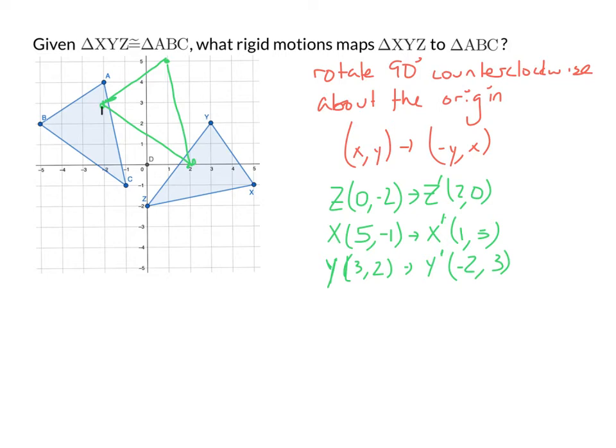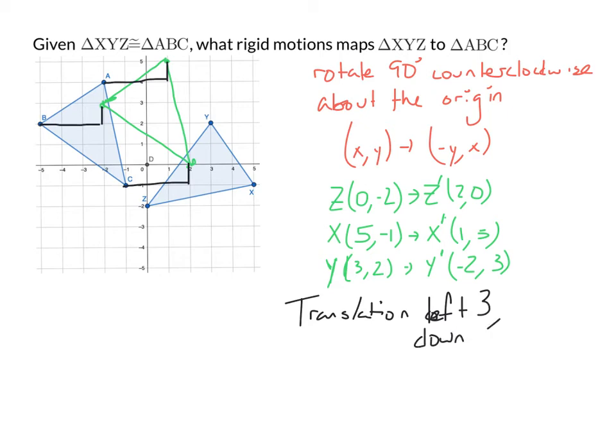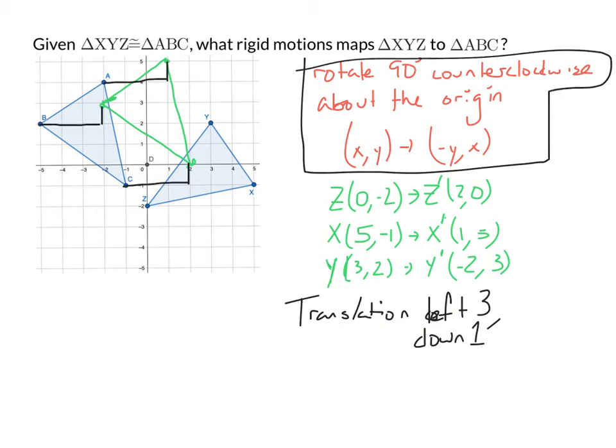Well, notice from this point we just need to go down and over. In each case, it's down 1 and over 3. So this is a translation of, well, we'll say left 3 and down 1. And so, I mean, this is enough here with these two pieces of information.